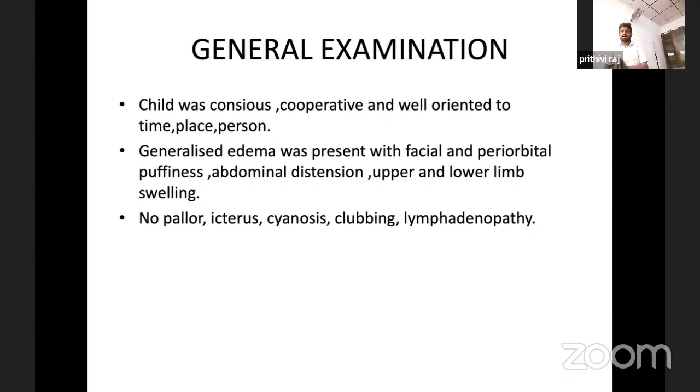We have 3 grades: grade 1, grade 2, grade 3. If only conjunctival pallor is present, it is grade 1. If conjunctival plus tongue, plus or minus palmar pallor, where the palm is pale but the palmar crease is not pale, that is moderate. When the palmar crease also becomes pale, then it's known as severe pallor. So we have mild pallor, moderate pallor, severe pallor.